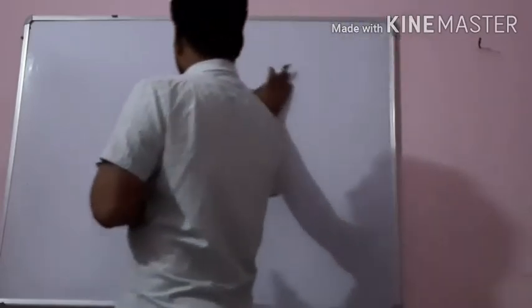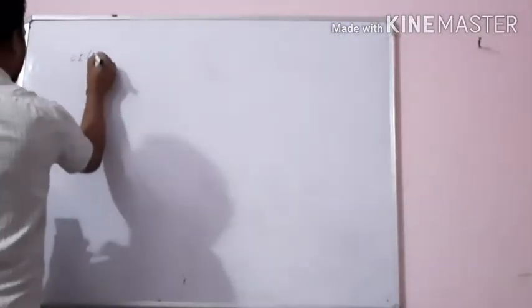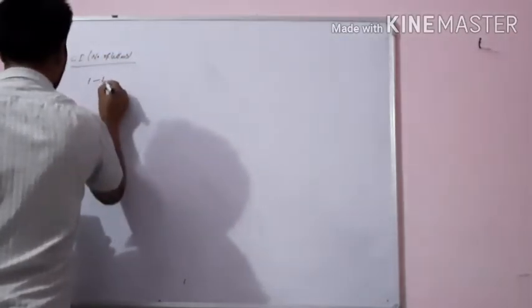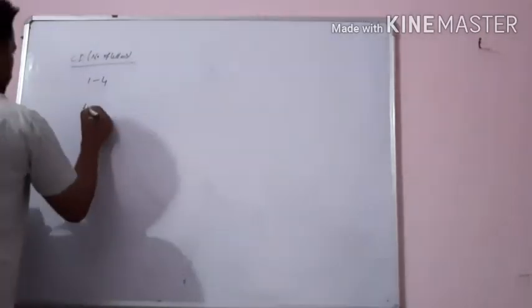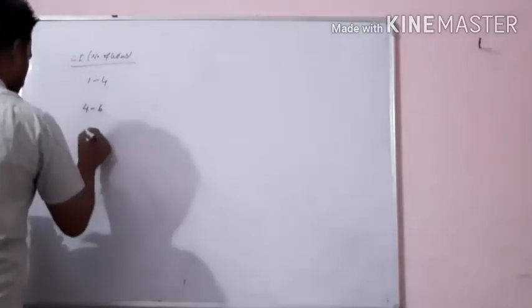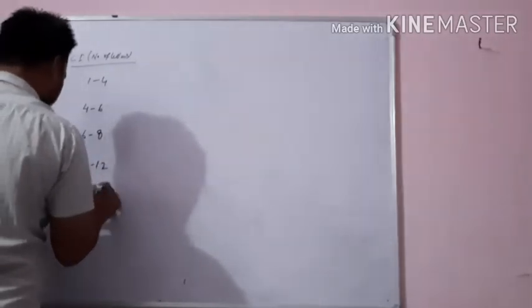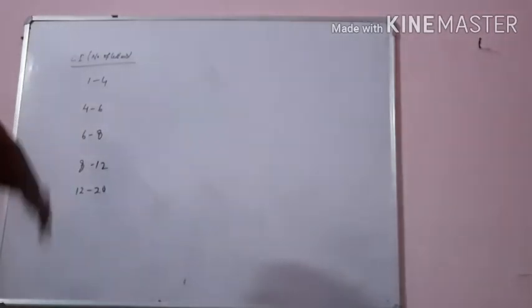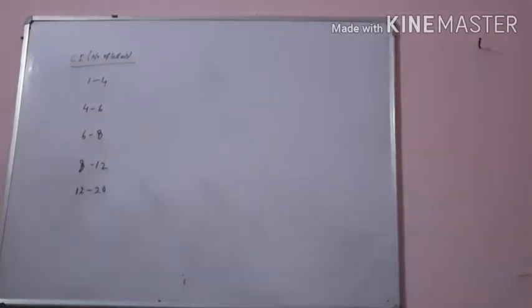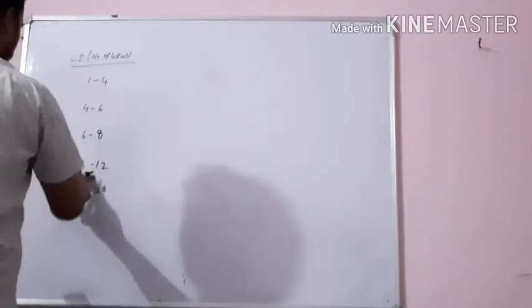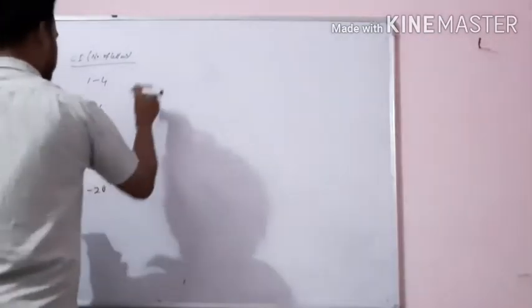So first the CI. In CI, what will be the number of letters? First 1 to 4, next 4 to 6, 6 to 8, 8 to 12, 12 to 20. Again see here, class sizes are different: 3, 2, 2, 4, 8. Now see the number of surnames.